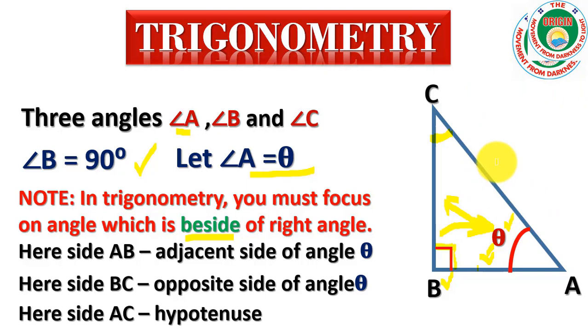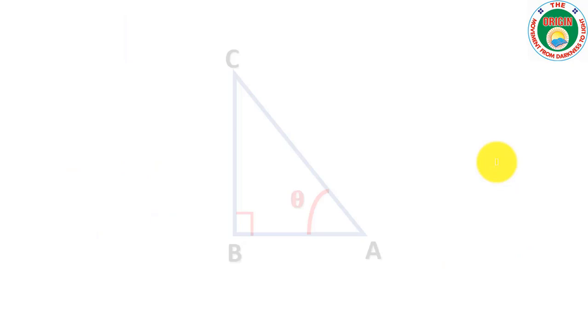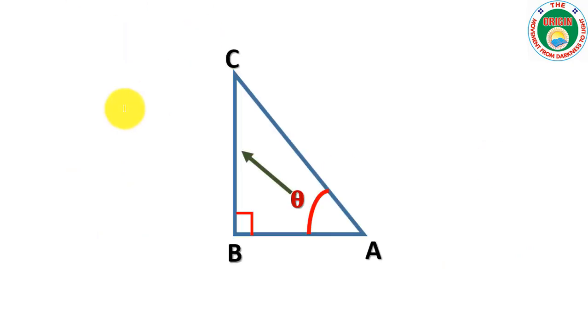You remember these concepts. I will separately explain about the triangle and its opposite, adjacent and hypotenuse. Theta opposite side is, observe the arrow mark, BC, that is the opposite side, and this side is the adjacent side to theta, and this one is the hypotenuse. With reference to theta only we are discussing.